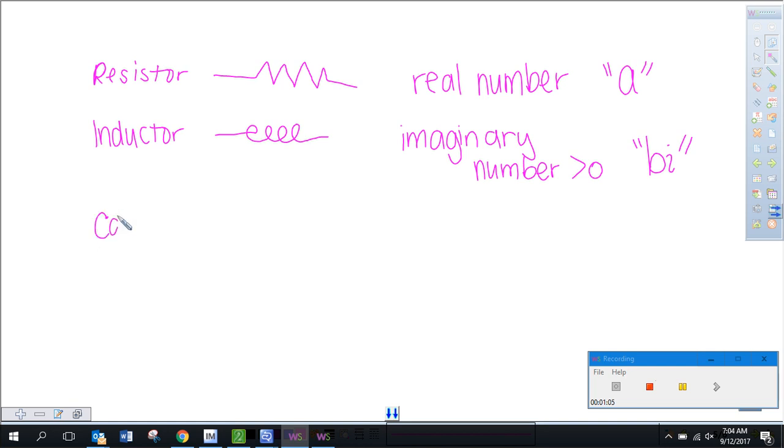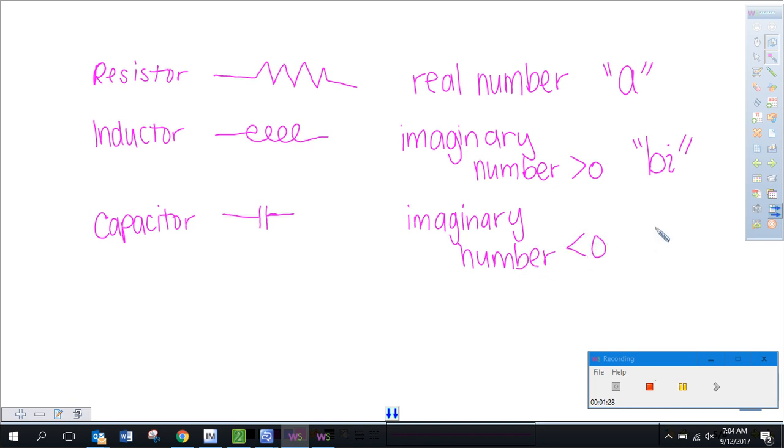And the last piece is the capacitor. In circuit design, it is represented by the double bars. And so that's an imaginary number that is less than 0. So those together, if you look at the diagram and you look at how many ohms are listed on the diagram, you can determine the impedance of the electrical flow. And then we'll use Ohm's law later to figure out the voltage.